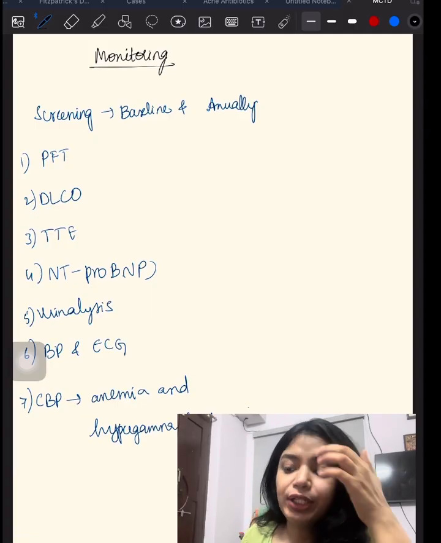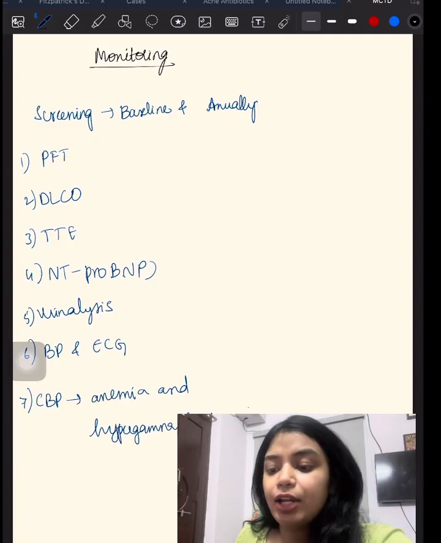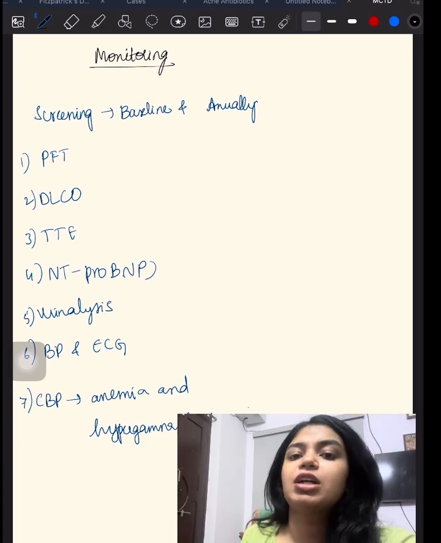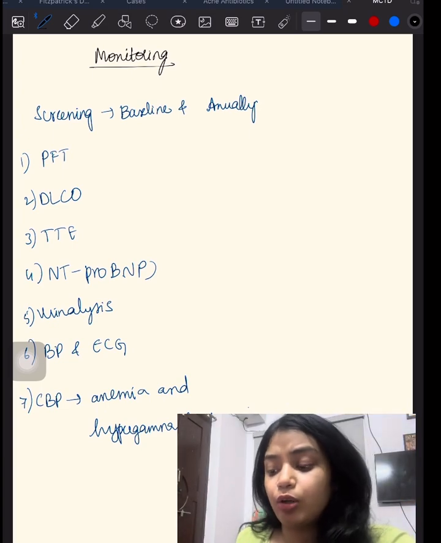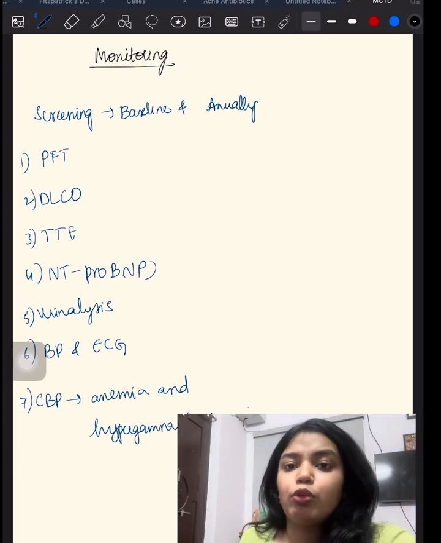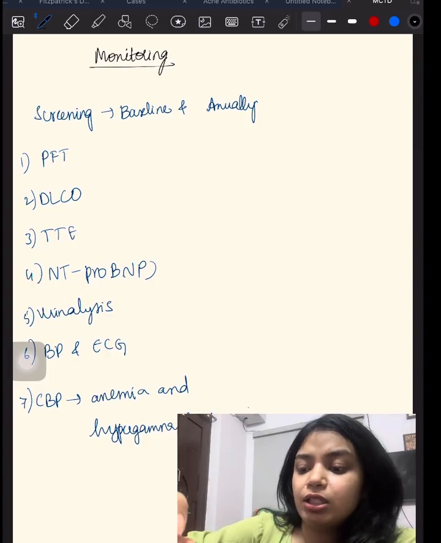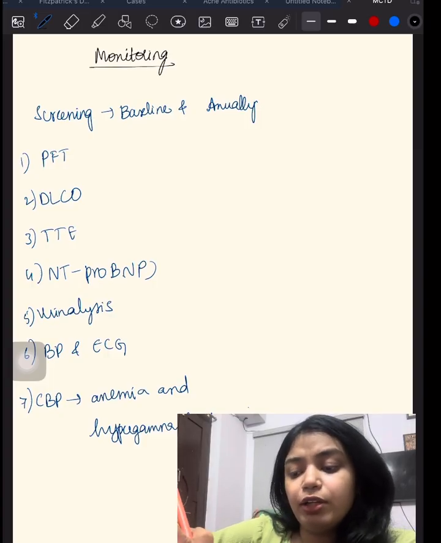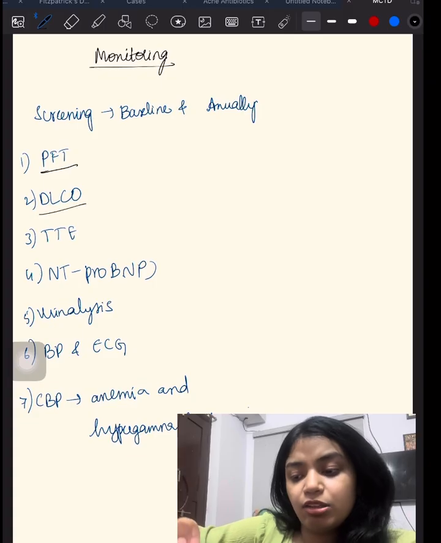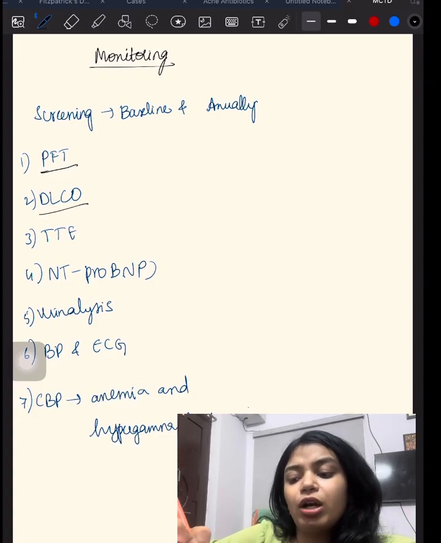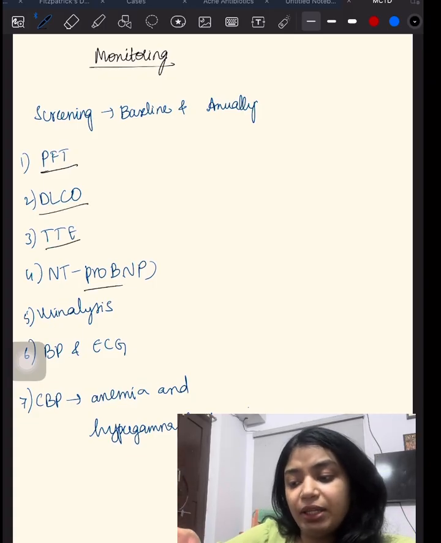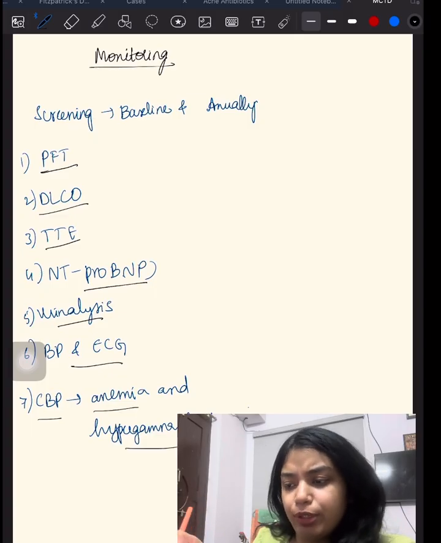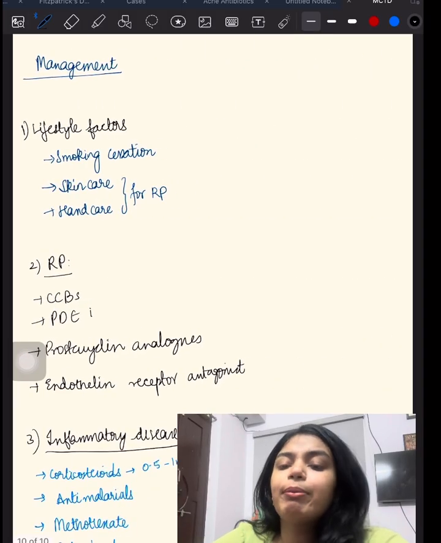Now coming to the monitoring, baseline and annually we will monitor, because there is a chance of cardiac, renal or pulmonary involvement eventually. So we have to screen them with pulmonary function tests, DLCO, and then transthoracic echocardiogram, then pro-BNP levels, urine analysis for renal involvement, then regular blood pressure and ECG, and CBC, particularly for anemia and hypergammaglobulinemia.